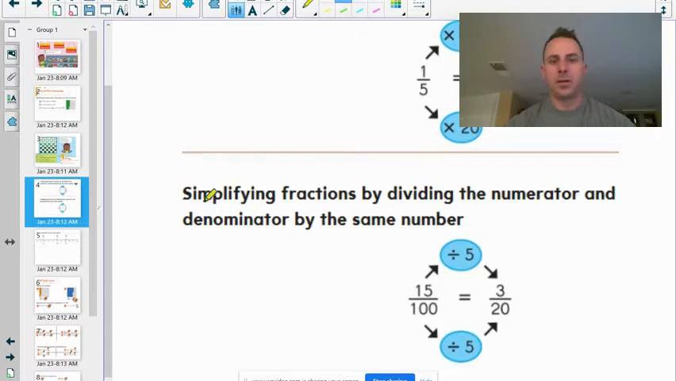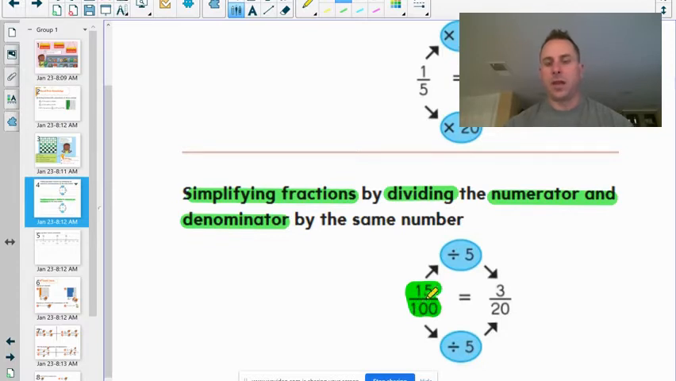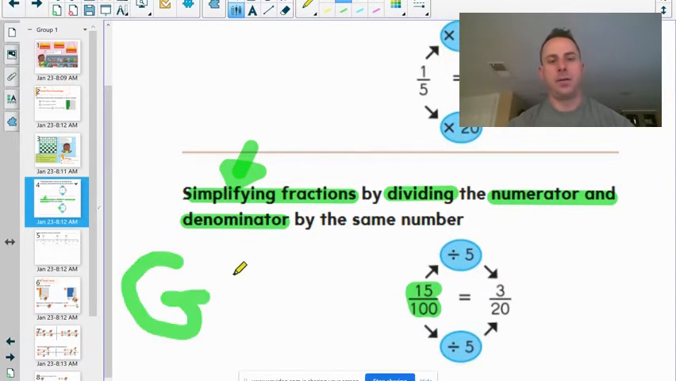Simplifying fractions by dividing the numerator and the denominator by the same number. So if your original fraction is 15 over 100 and you want to put that in the lowest terms, you say what number goes into 15 and 100? What's that greatest, you hear this greatest common factor, the GCF. The greatest number that goes into both 100 and 15 is 5.